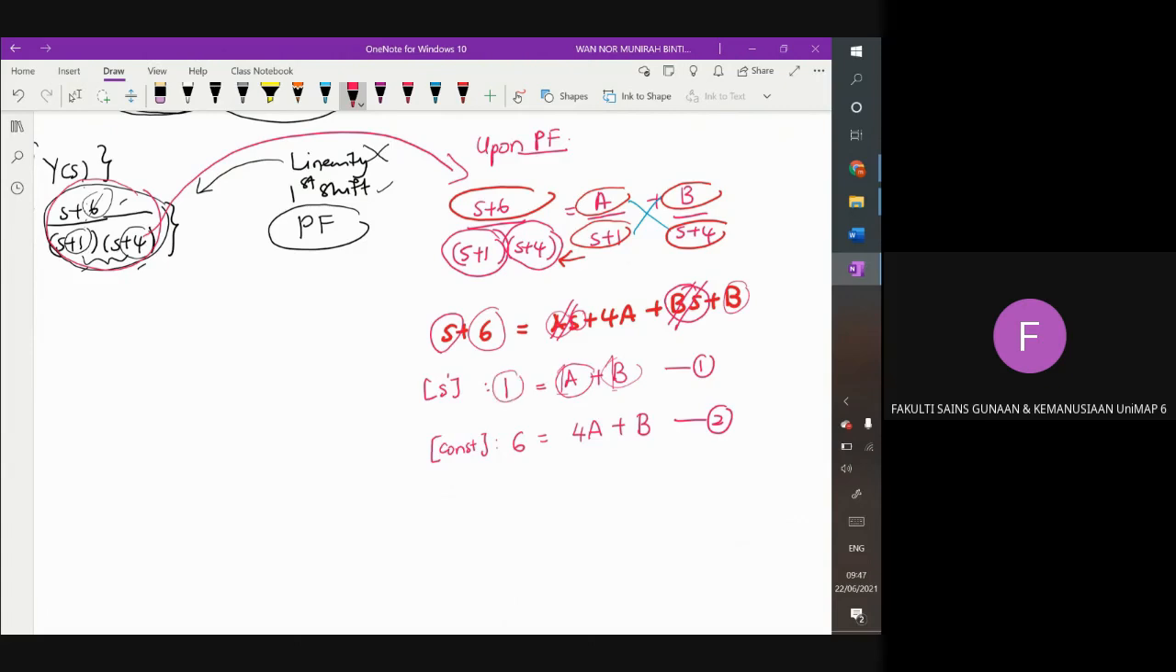So nanti dia tanya pula A2. What is A2? 4. What is B2? 1. Coefficient of B yang line kedua ni 1. Equals to C2. C2 apa? 6. So nanti dia akan bagi jawapan X and Y. X to A, Y to B. So you will get the solution of X and Y directly from your calculator. Because the marks allocated for the method to solve for the simultaneous equation is only 1 mark. So just do it. But you need to show this one.